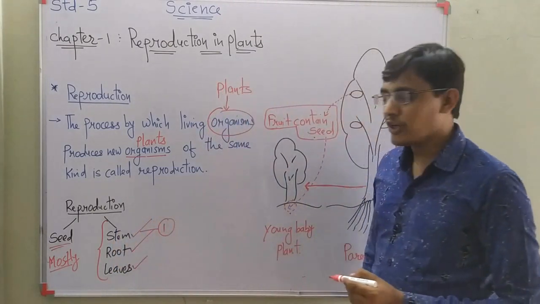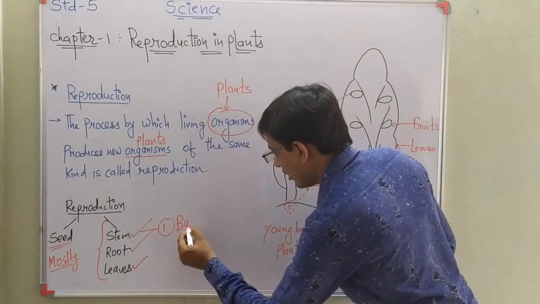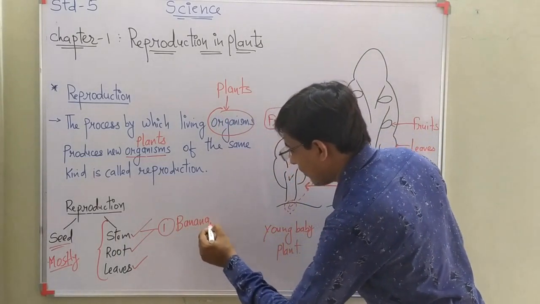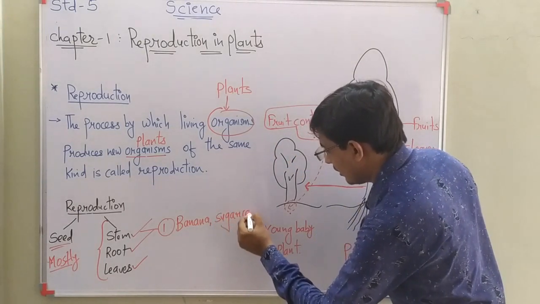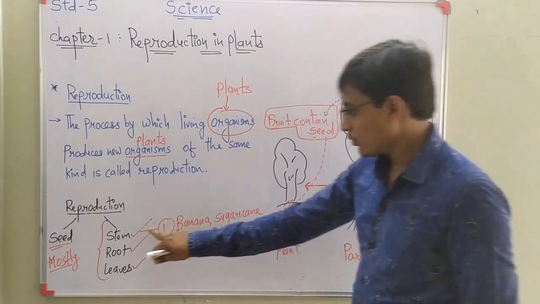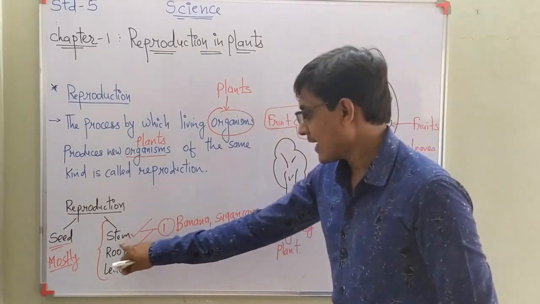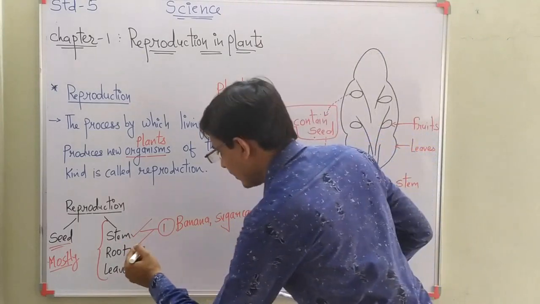The plants that reproduce through the stem are the banana plant, then sugar cane. Their fruits do not contain a seed. So they are reproduced through stems.